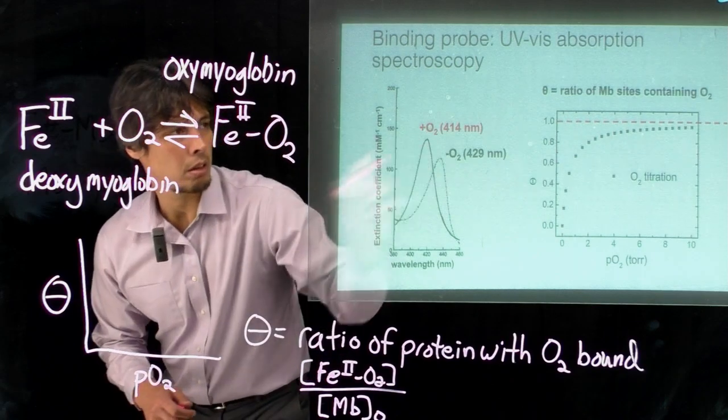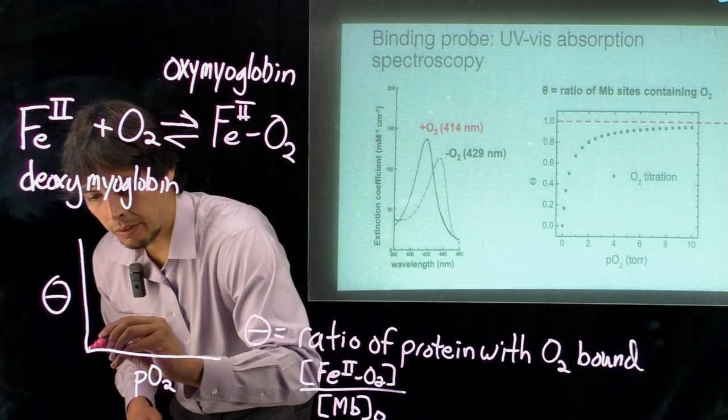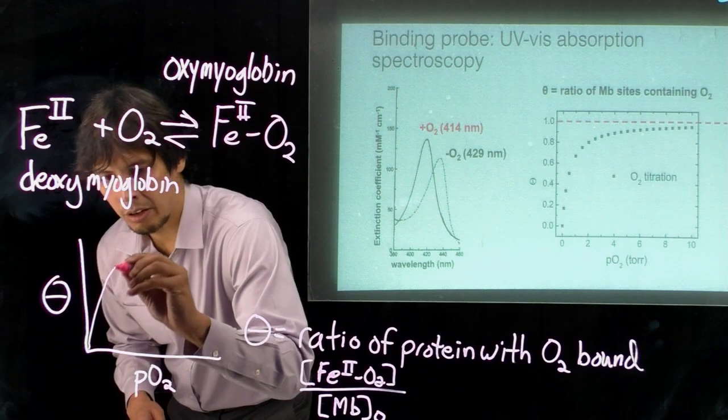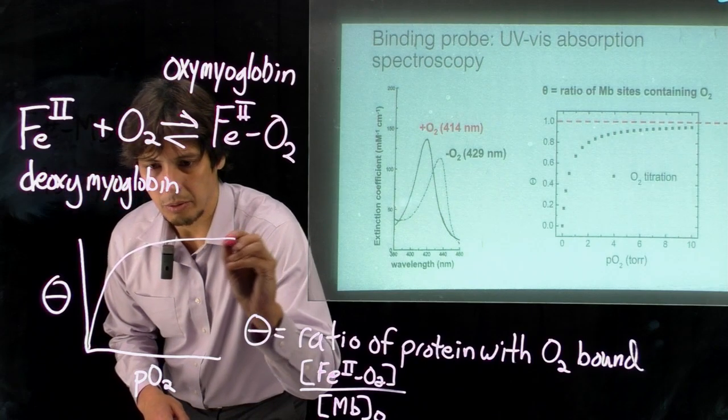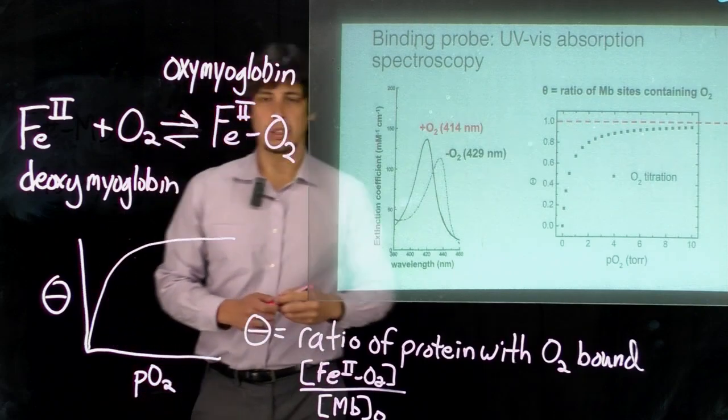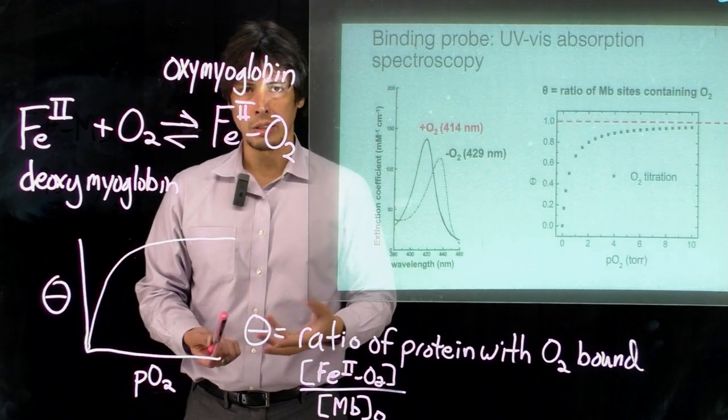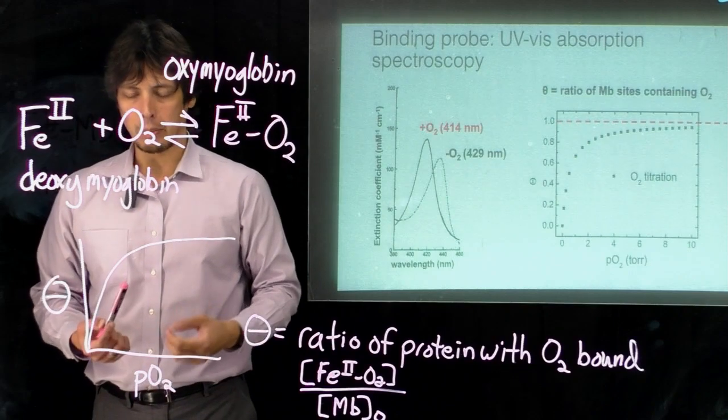And you'll see on the right-hand side that this ligand binding curve reaches an asymptote up here. And so the question is, how do we interpret this? What does this tell us about how strongly a ligand can bind to the protein?